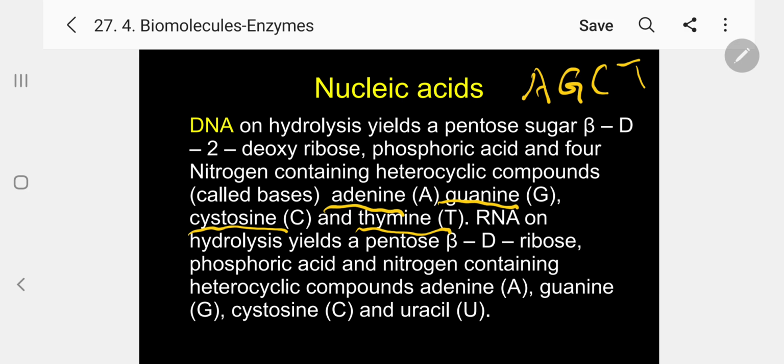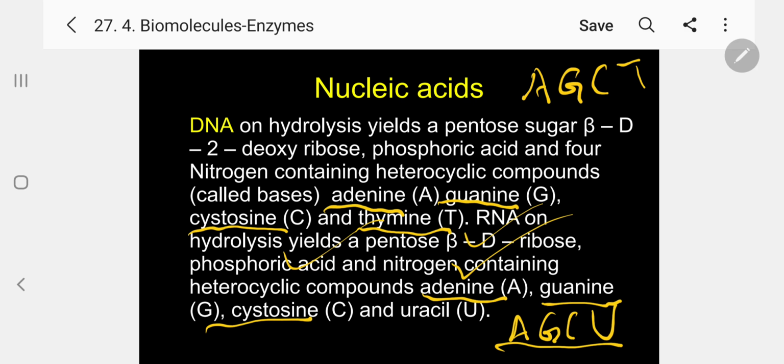RNA, ribonucleic acid, on hydrolysis yields a pentose, beta-D-ribose. Please follow. Beta-D-ribose, phosphoric acid, and four nitrogen containing heterocyclic compounds. Kindly follow. Adenine, as in the previous case, guanine, and cytosine. Same, AGC, but only the fourth one is uracil, U. Kindly follow. So this is the main difference.